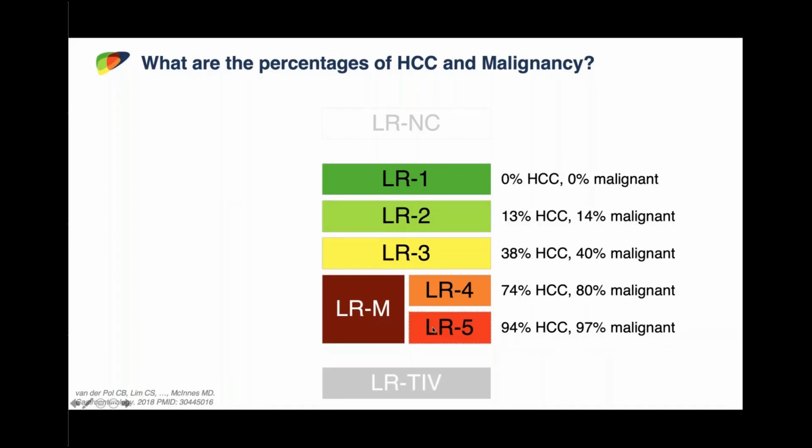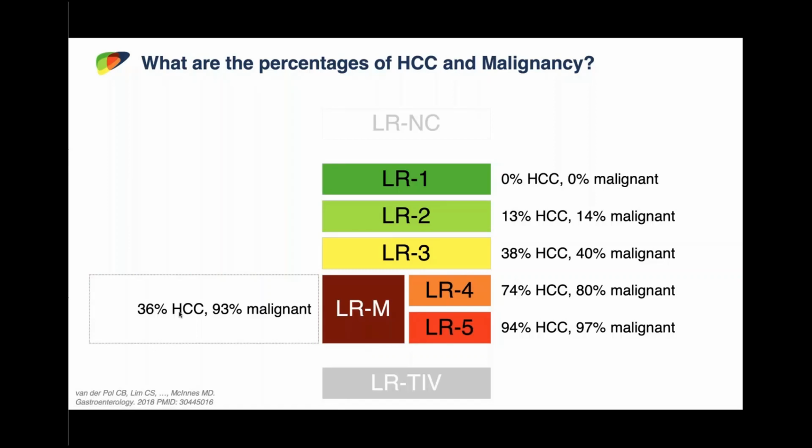Remember that LI-RADS 5 is defined as definitely HCC. So we can see from the published literature that LI-RADS 5 does not work quite as well as we had hoped, but it's working quite well with 94% probability of HCC and 97% probability of malignancy. LI-RADS M, which is the category where the radiologist thinks it's malignant but is not sure that it's HCC, it turns out that 93% of these are malignant and 36% of these are HCC.